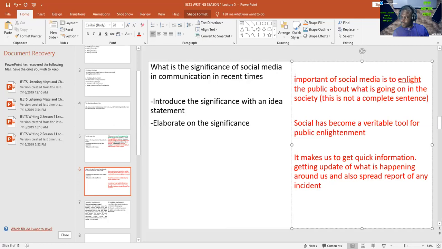Okay. So, I say it's become a veritable tool for enlightenment. I would say social, then I want to clarify, most of us just wrote the idea statement. We did not elaborate. There are people who are just joining the class for the first time, maybe somebody the second time. Okay, social media has become a veritable tool for public enlightenment.